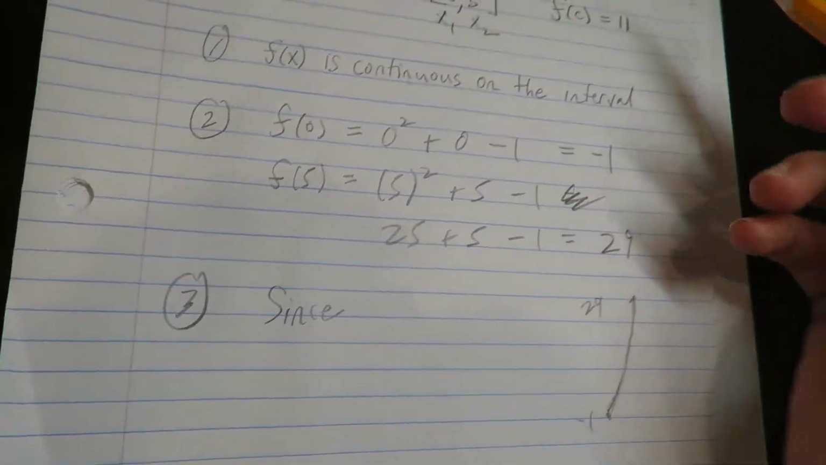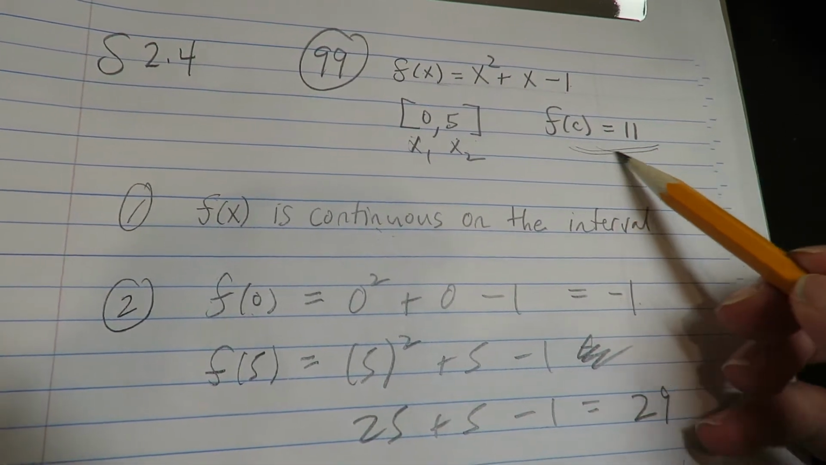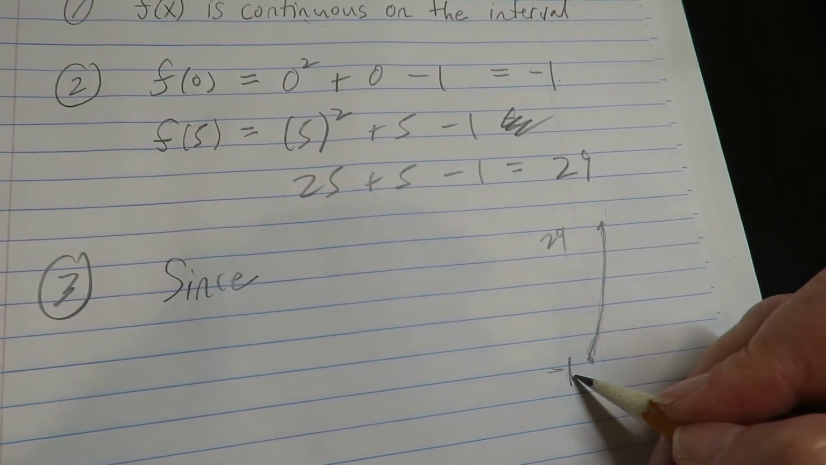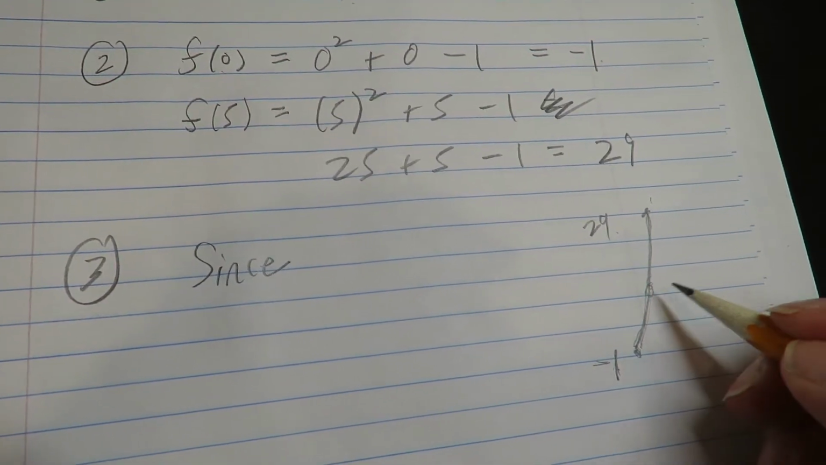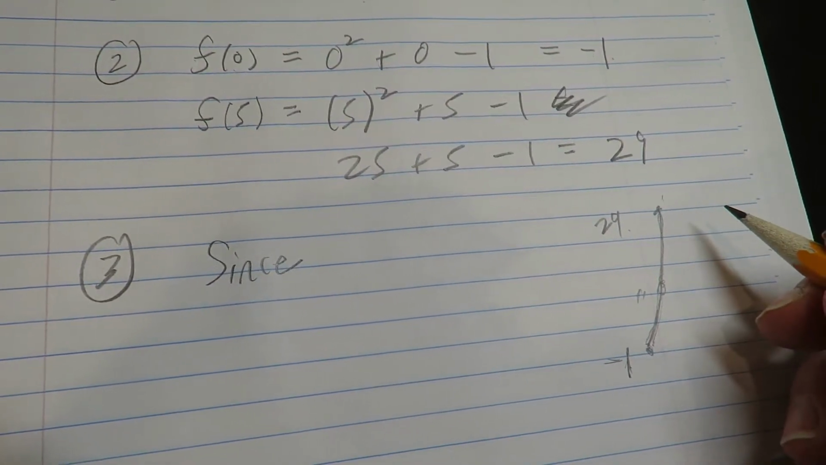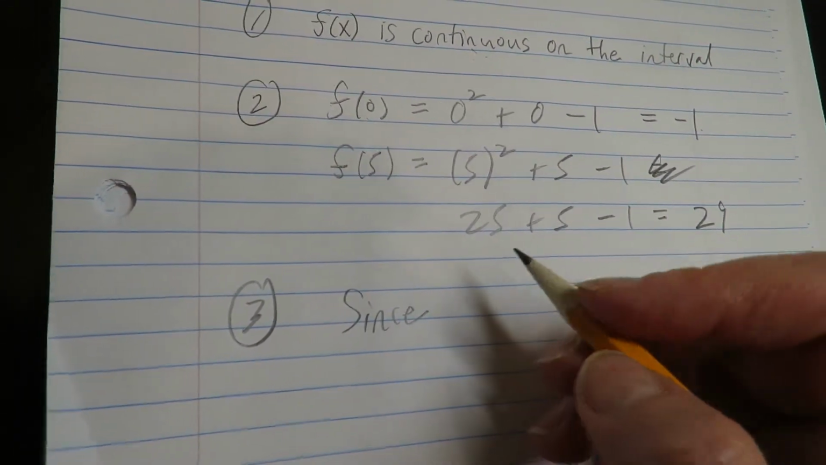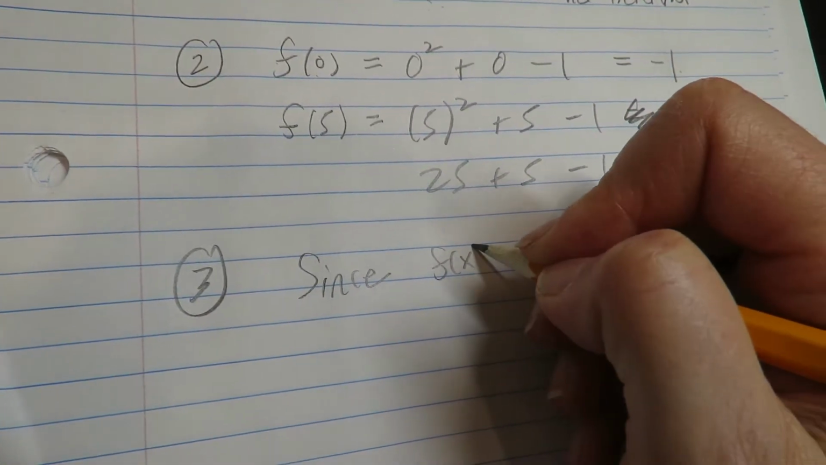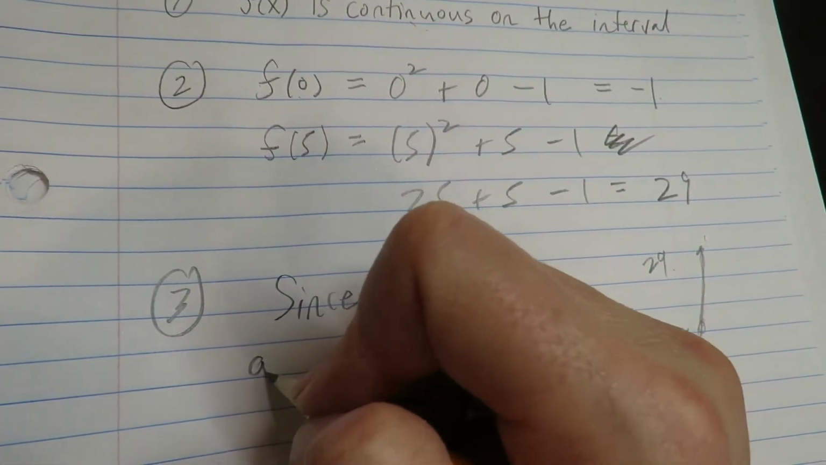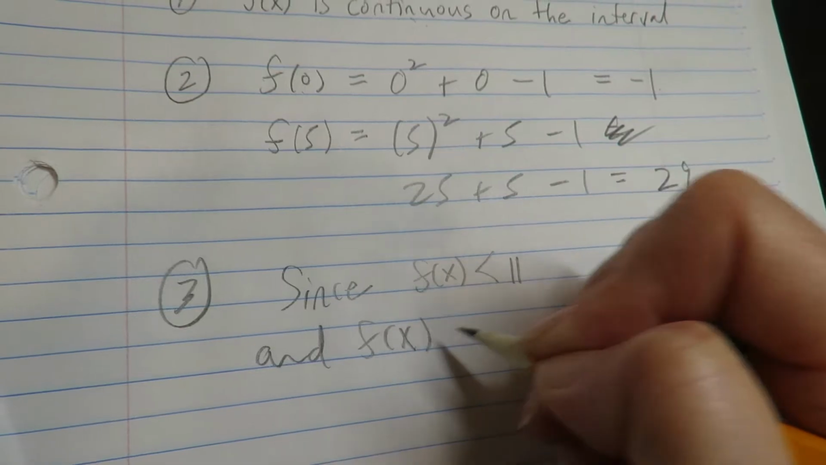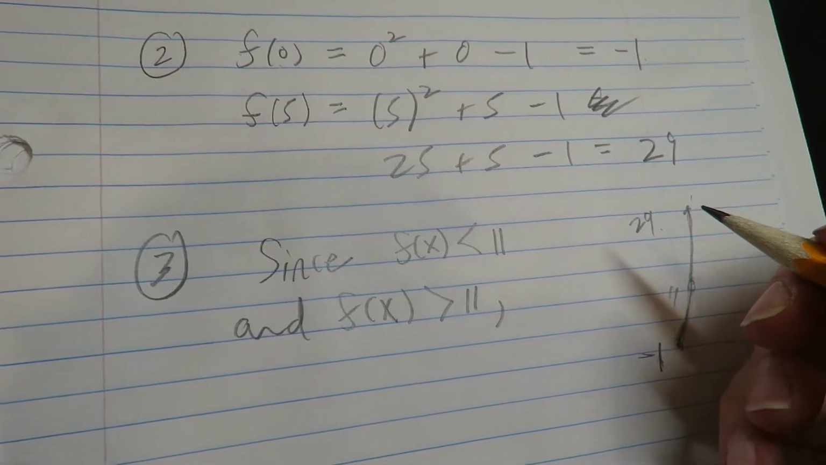All right, so what we're trying to say here in the problem is it's saying confirm to me that you have an 11. And I can confirm that because if I'm going from -1 to 29 and I have all the values in between, then I must have an 11. I must pass through an 11. I have to because I'm not missing any of the points. All right, so here we go. So since the function is below 11 and the function is above 11, we must at some point pass through 11.